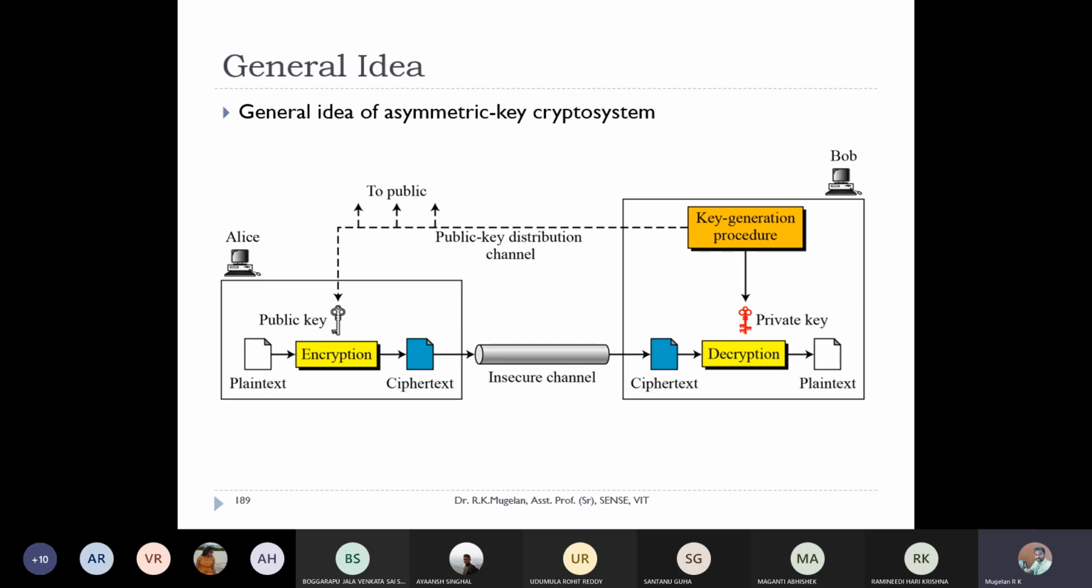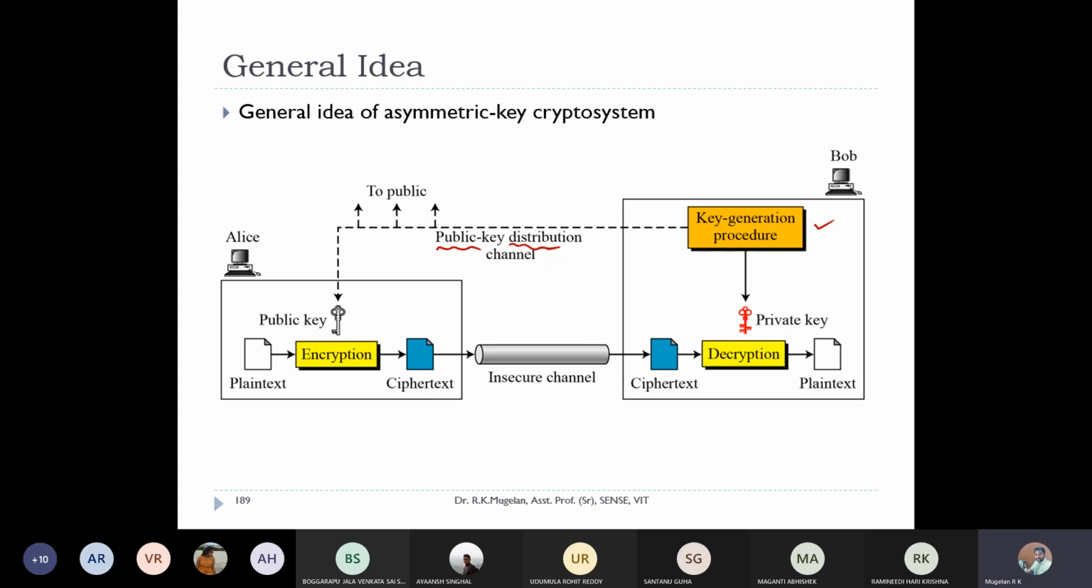So we'll see a general idea of how exactly the asymmetric crypto system works. Here, as I said, only one user, especially the receiver, will have a key generation procedure. We just saw a key generator or key expander in our AES and DES algorithms, used at both the transmitter end and the receiver end. Whereas in the asymmetric crypto system, the receiver will generate a public key and a private key, and give the public key to the public key distribution channel. There's a separate channel for public key distribution.